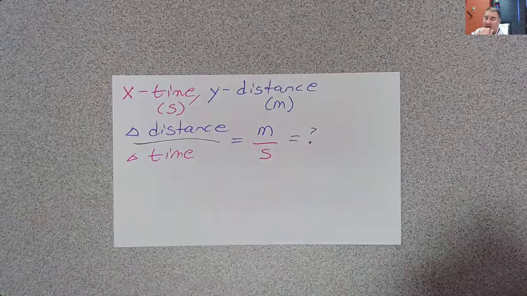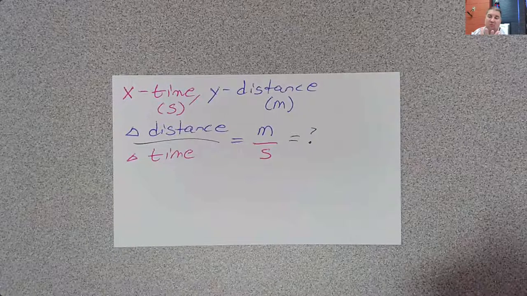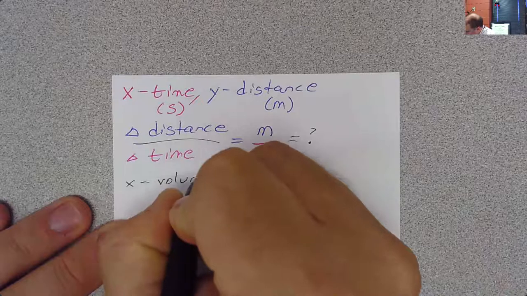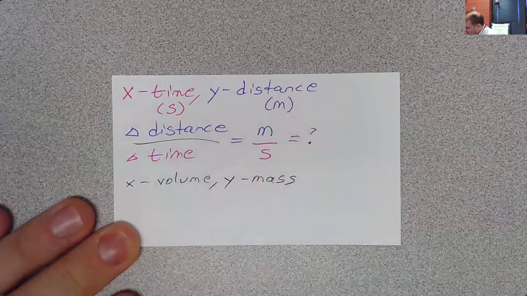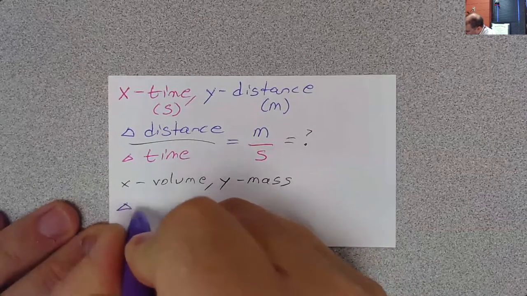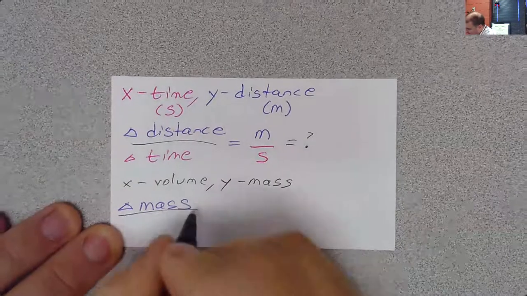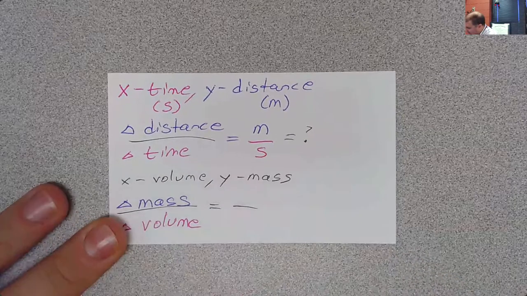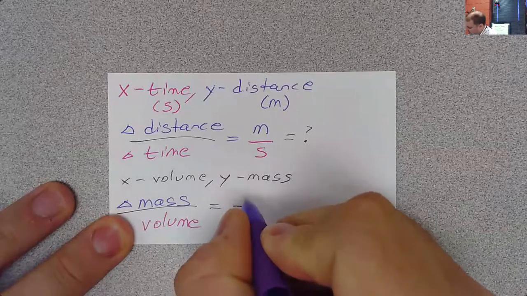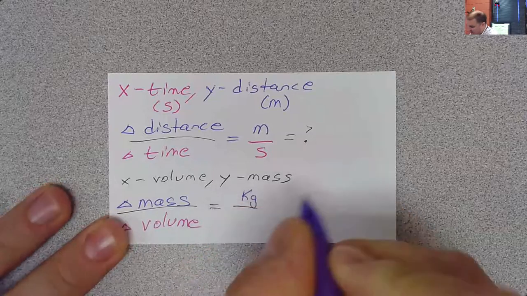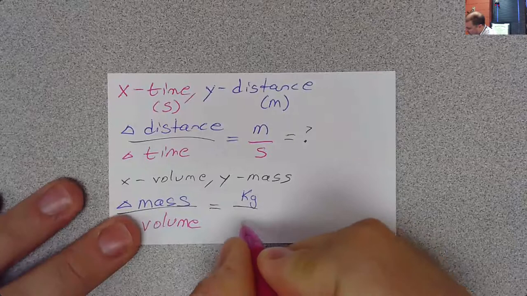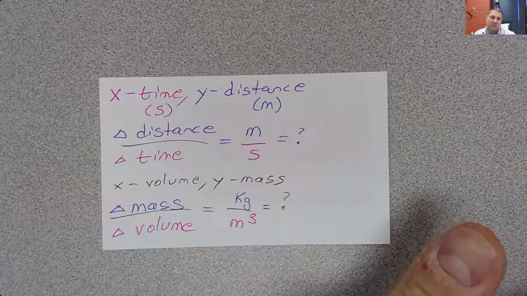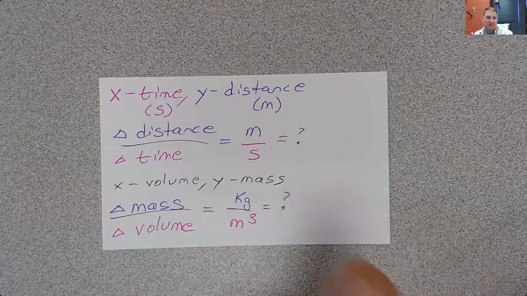Now, what if you're not looking at distance and time? What if you're looking at mass and volume? If you're looking at x is volume and y is mass, then you're going to end up seeing change in mass over change in volume, and that will equal our units would be typically say grams, but let's go ahead and say kilograms here, okay? And our volume would be, let's say, cubic meters. And this is also going to represent a specific kind of quantity. More so when we say grams and cubic centimeters, but this mass over volume is going to represent a quantity.